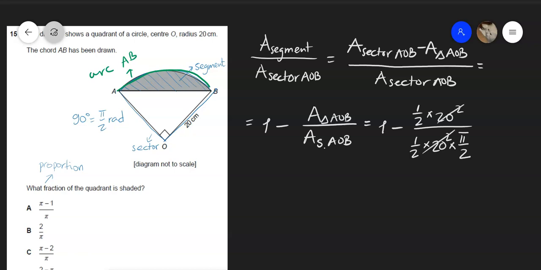Okay, so now some of the terms get cancelled out. And therefore we get 1 minus 1 over pi over 2. And now we need to simplify it into a single fraction. This is the same as 1 minus 2 over pi. And we can then rearrange this into pi minus 2 over pi. And this clearly corresponds to option C.